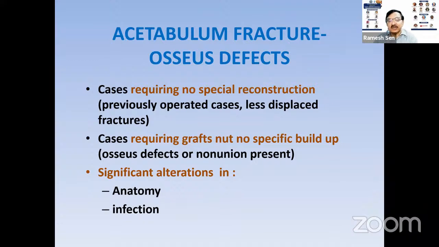Now, how do we look at these cases? First, cases which may not require any special reconstruction because they have been previously operated upon, or they have very minimal displacement. Then cases which require some extra grafting or some buildup. And then cases where there is a significant alteration in the anatomy.